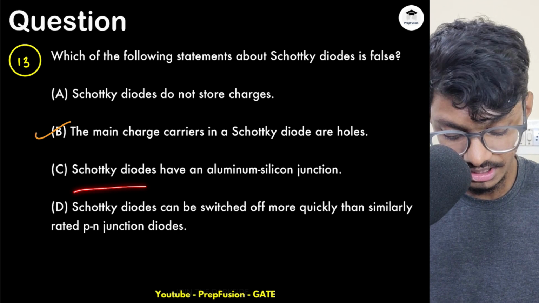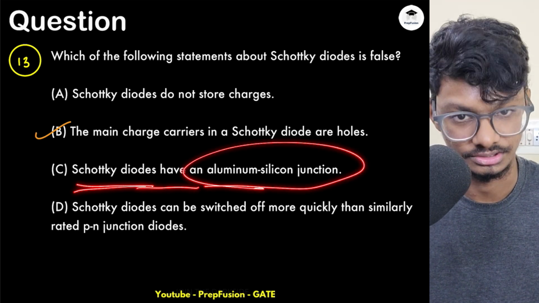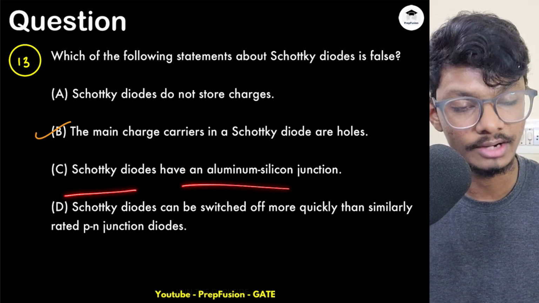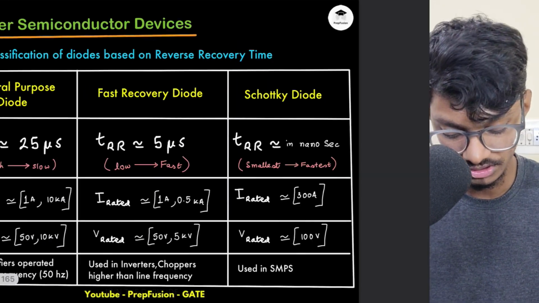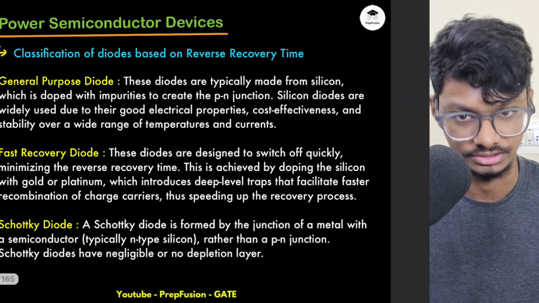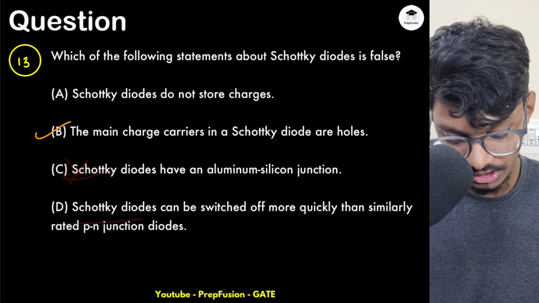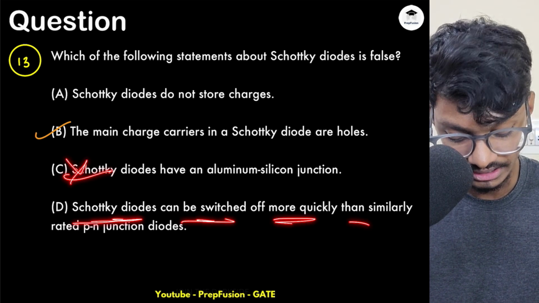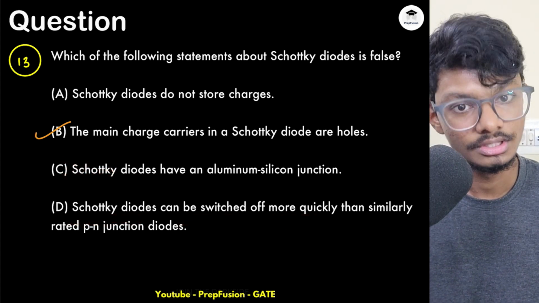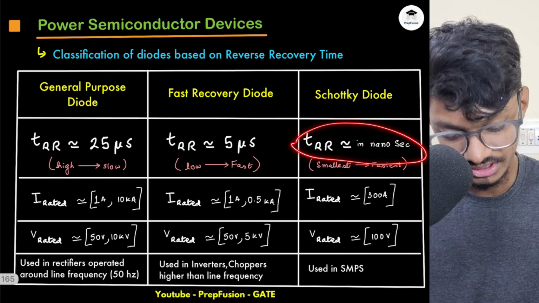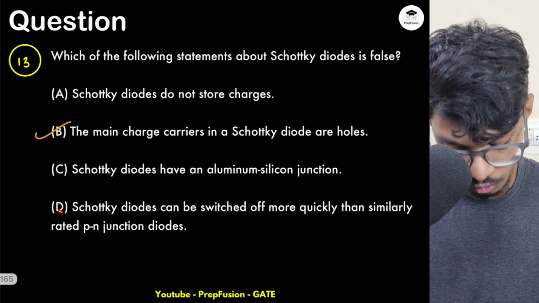Next, let's read this. Schottky diodes have an aluminum silicon junction, which is true, because we have studied that it has a metal junction. So this can't be false. Schottky diodes can be switched off more quickly than similarly rated PN junction diodes. This is again true, because it has the lowest reverse recovery time. So this is a true statement.